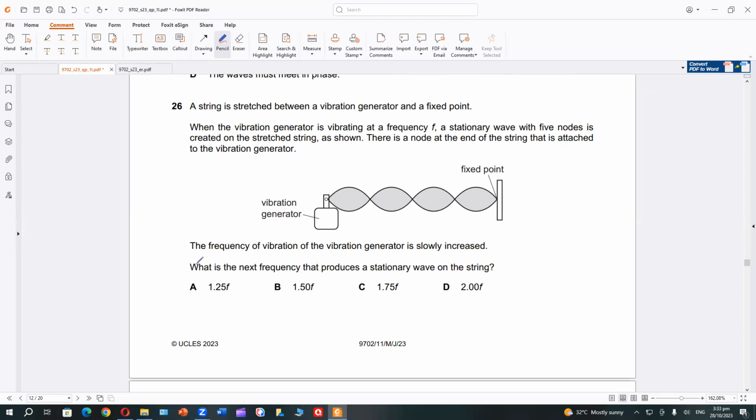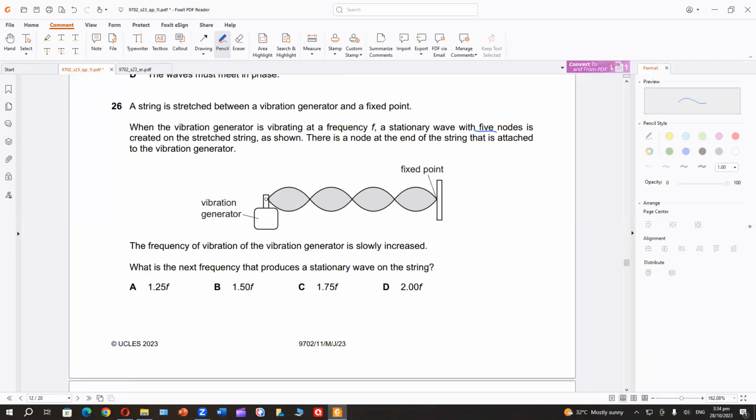A string is stretched between a vibration generator and a fixed point. When the vibration generator is vibrating at a frequency f, a stationary wave with 5 nodes is created on the stretched string as shown. There is a node at each end of the string that is attached to the vibrating generator, and there are 5 nodes. So let's make the 5 nodes. Node here, node here.